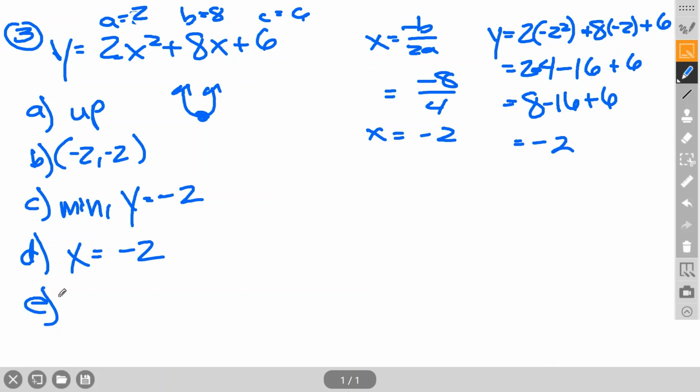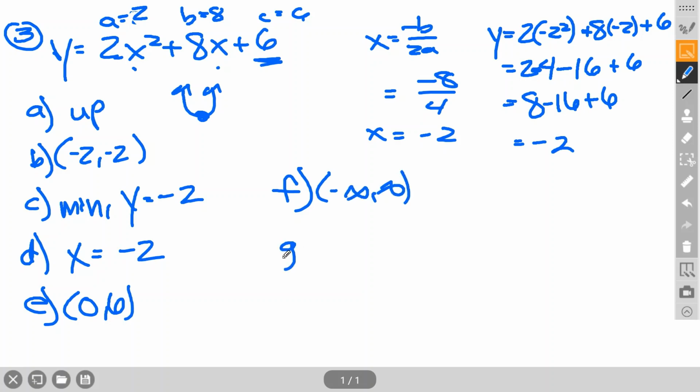Letter E, state the coordinates for the y-intercept. The y-intercept is always the c value when it's in standard form, so 0, 6. But you could easily plug in 0 for the x's and get 6 for the y-intercept. Letter F, give the domain. Domain is all real numbers for every quadratic. G, give the range. Well, if we look at the graph here, the lowest point is negative 2 and the highest is infinity because it goes up forever, so the range is from negative 2 to infinity.